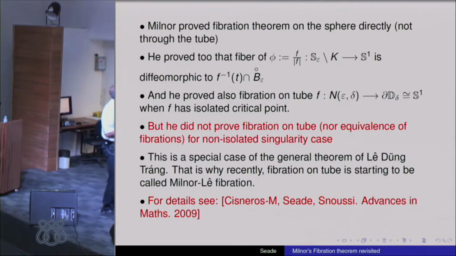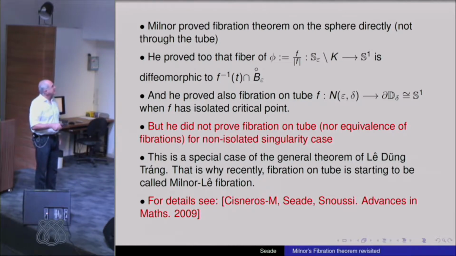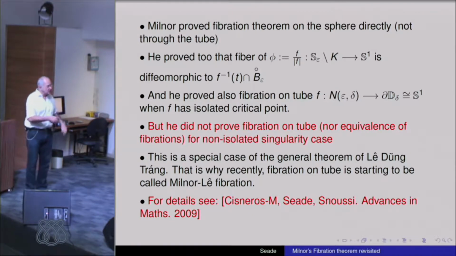Now, as I said, Milnor proved it directly on the sphere. All of this is just saying what I said before, and just here a reference if you want to see details of how the equivalence of the two fibrations go in the general setting for maps on any arbitrary complex analytic spaces. We did that in detail in an article with Cisneros Molina, Seade, and myself in Advances in Mathematics 2009. Yeah, all details are there.